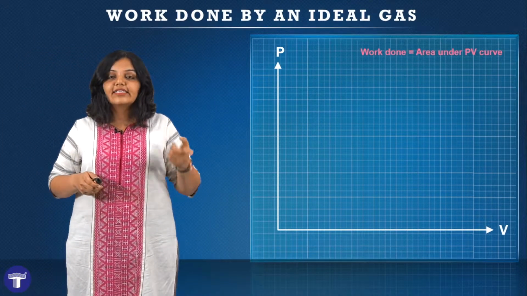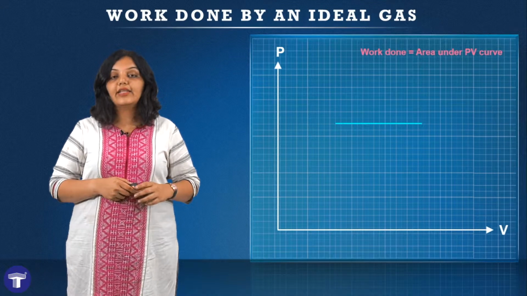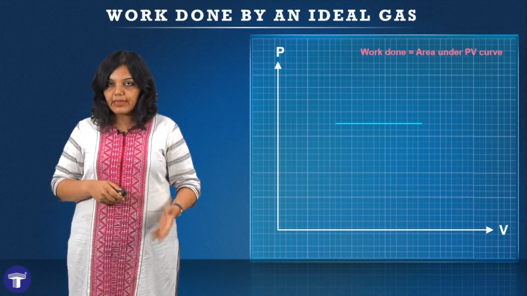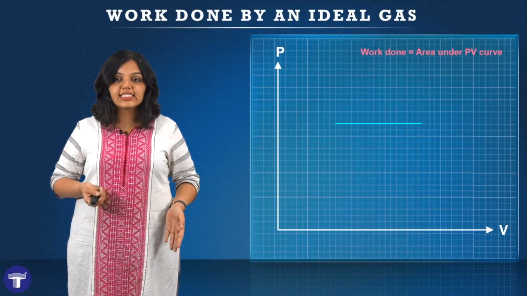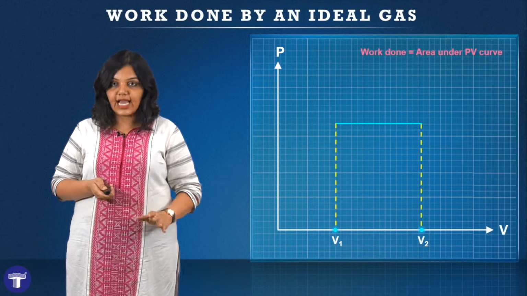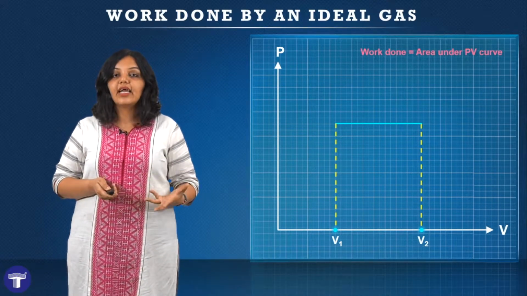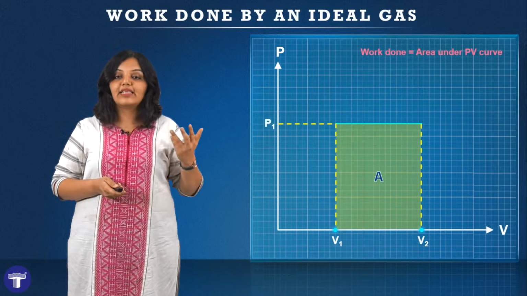So from the understanding that work done is equal to the area under the PV curve, let's try to write down the values for the work done for some other types of PV curves. For example, if I have a curve which is parallel to the x-axis, in such a case the area under the curve will simply be that of a rectangle. And then I'll simply find the area by doing length into breadth, which is nothing but P into V2 minus V1.